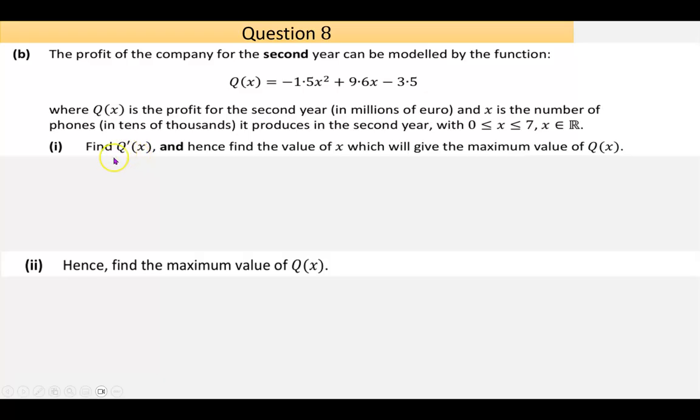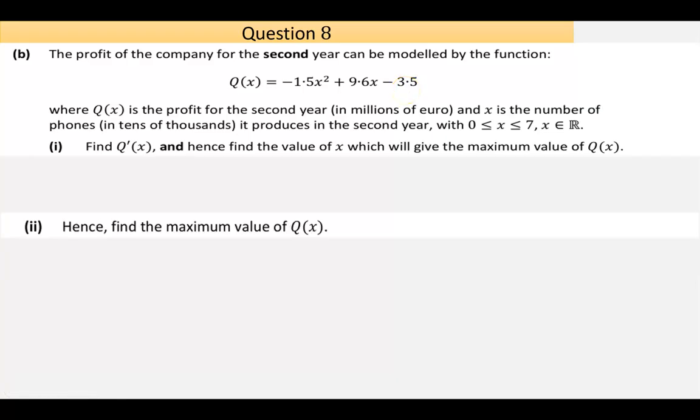Then it uses this weird symbology here. Find q prime of x. Basically, that means find the derivative of q of x. Okay, now if you recognize that terminology, this means differentiate. Okay, so we're going to differentiate this function, and whatever we get will likely be our answer or very close to our answer.